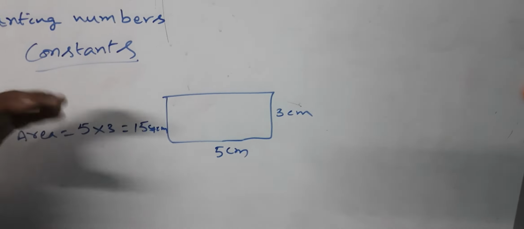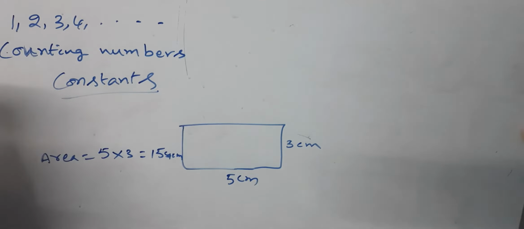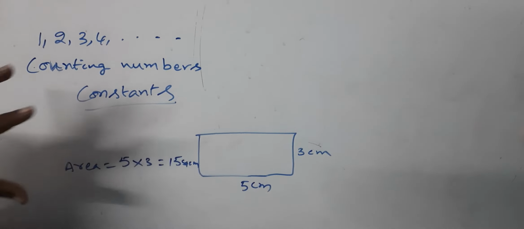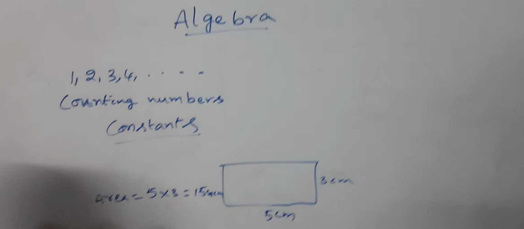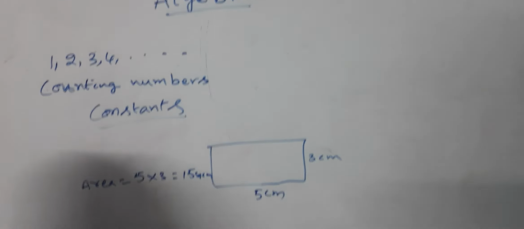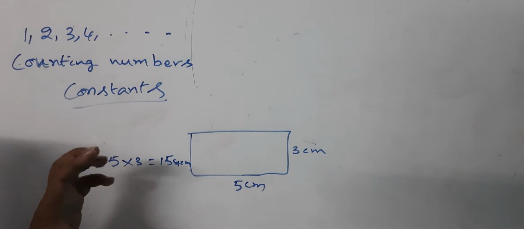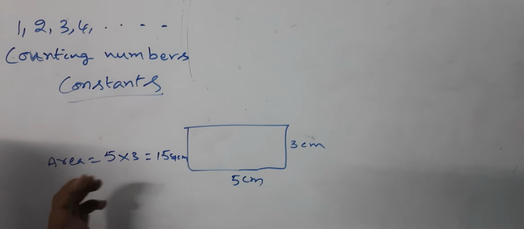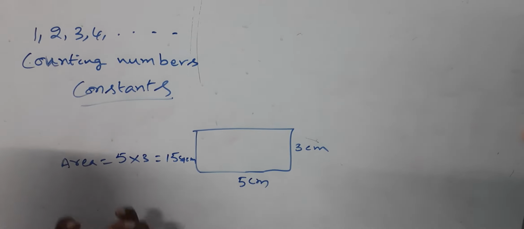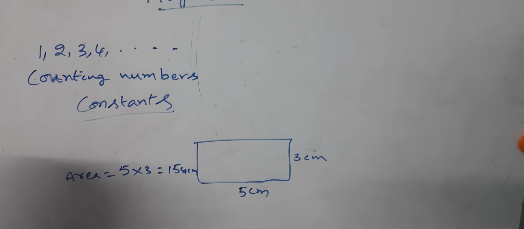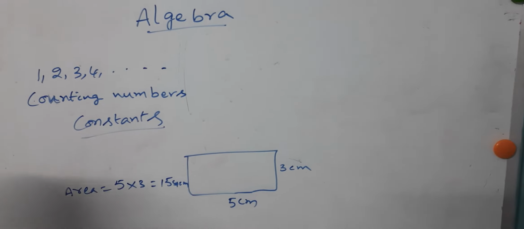Just like that, when we take 7 centimeters length and 4 centimeters breadth, then the area is 7 into 4, 28. And when we take 12 centimeters length and 10 centimeters width, we get the area is 12 into 10, 120 square centimeters. From this, we have to obtain a formula.